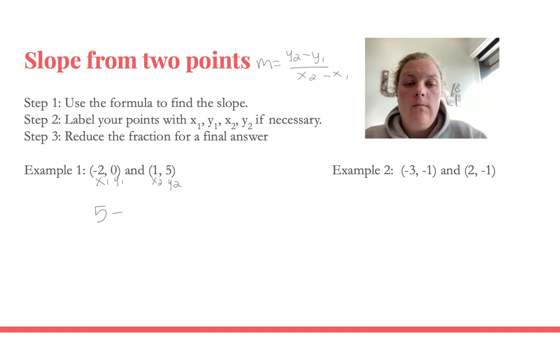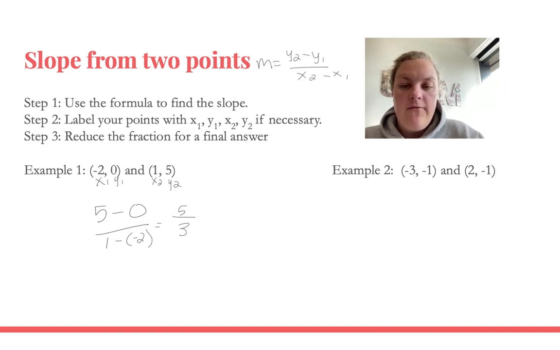y1 is 0. It's always going to be 5 minus 0 here on top. I don't have to change anything because both numbers are positive. The next one, my x values, 1 minus a negative 2. The default is minus, and because I have a negative, this turns into a minus a negative, or plus, which gives us 3. So my fraction for my slope is 5/3, and I want you to leave it like that.